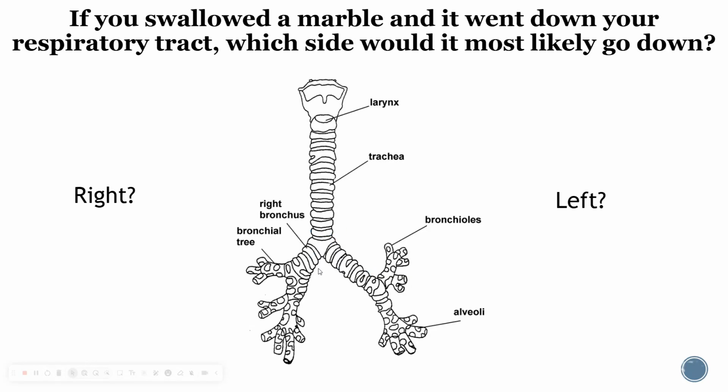And most times when people swallow things and it goes down the wrong tube and ends up in the lungs, it usually ends up on the right side as opposed to the left side. Not saying it can't end up here, but most times it ends up on the right side.